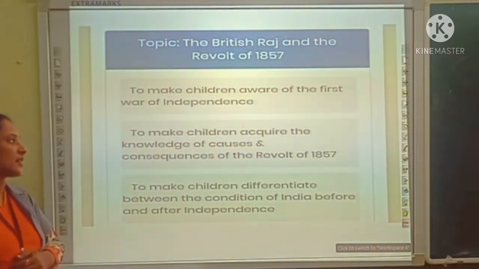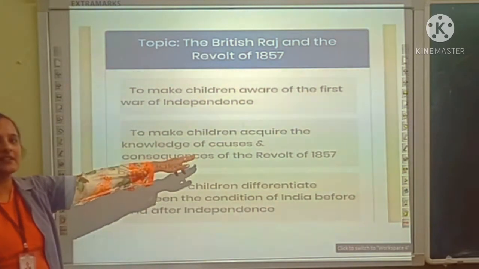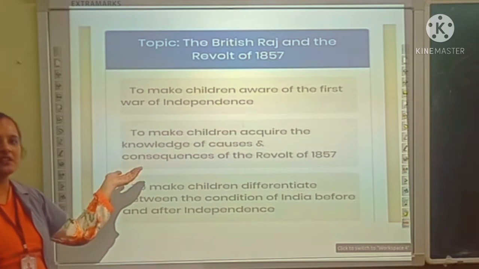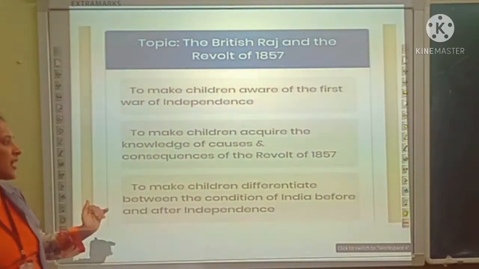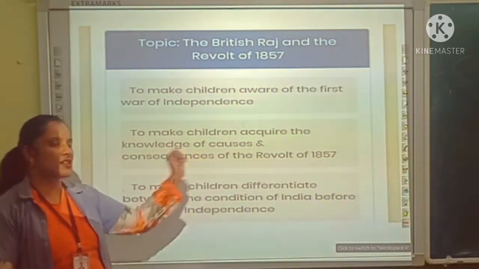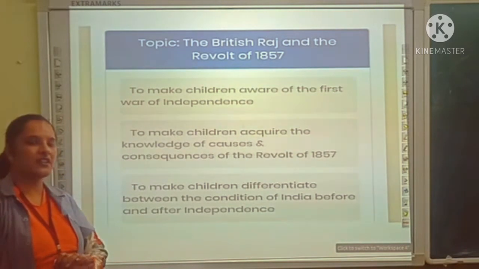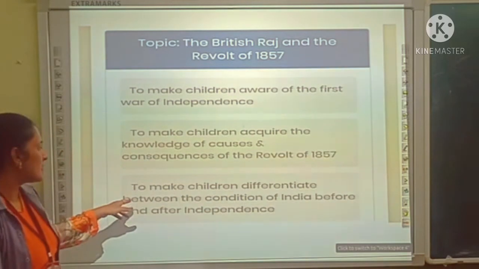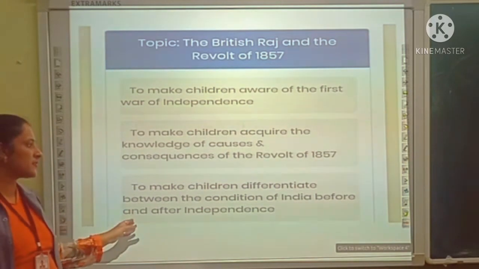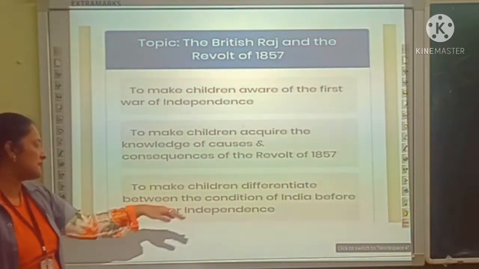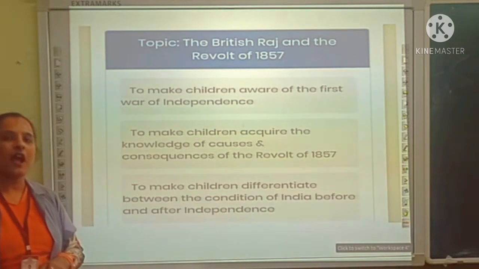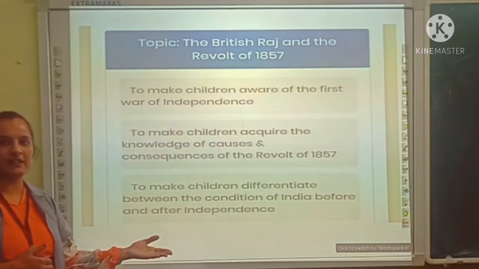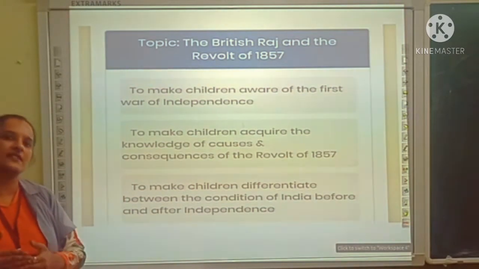Knowledge you should get about the causes. Causes means the reasons behind, and consequences means its result. What did you get after that, of the revolt of 1857? The revolt that happened in 1857; revolt means a way to change. Then to make children differentiate between the condition of India before and after independence. What was the condition of our country India before independence, and now, after independence, what is the condition of India?